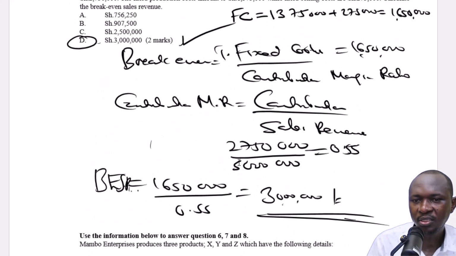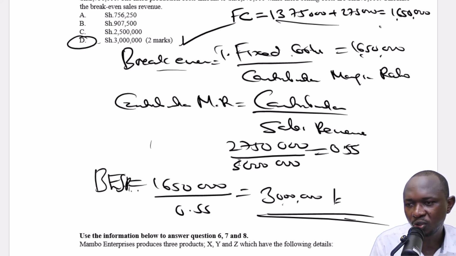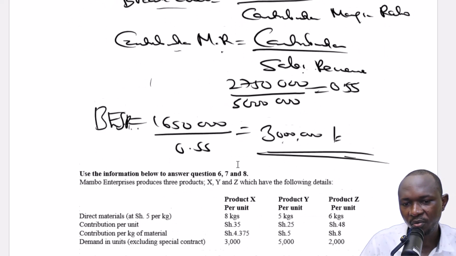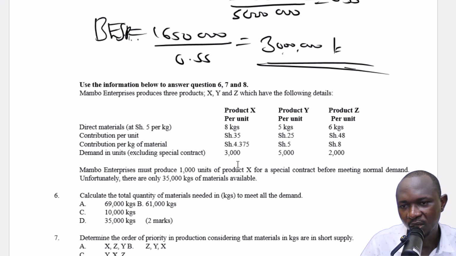The key points here: get the total fixed cost. Break-even is equal to total fixed cost over contribution margin ratio. Contribution margin ratio is equal to contribution over sales revenue, and that's how you go about it. Then you go back to the formula and you get the correct answer.